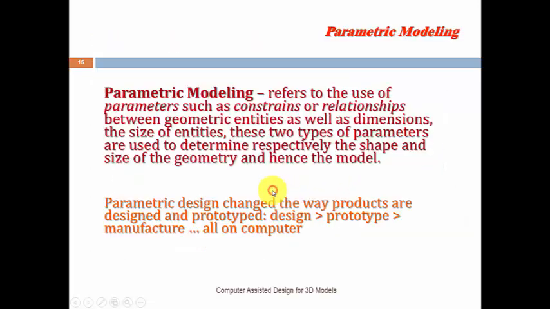Parametric modeling. Parametric modeling refers to the use of parameters such as constraints or relationships between geometric entities, as well as dimensions, the size of entities. These two types of parameters are used to determine respectively the shape and size of the geometry and hence the model. Parametric design changed the way products are designed and prototyped. So design, prototype, manufacture, all on computer.